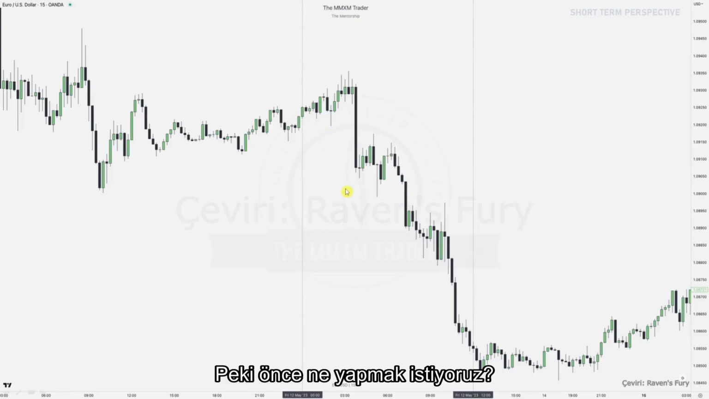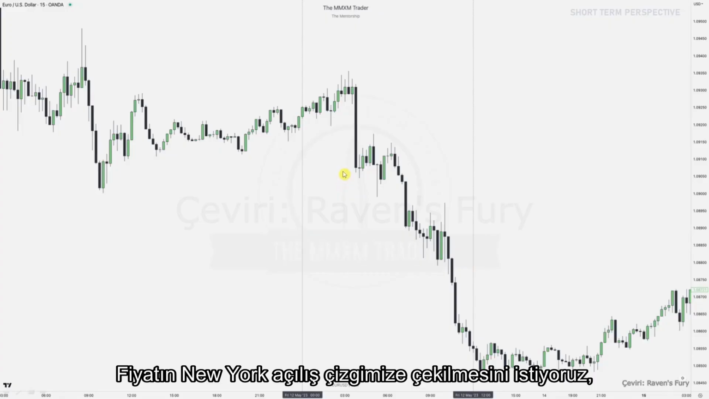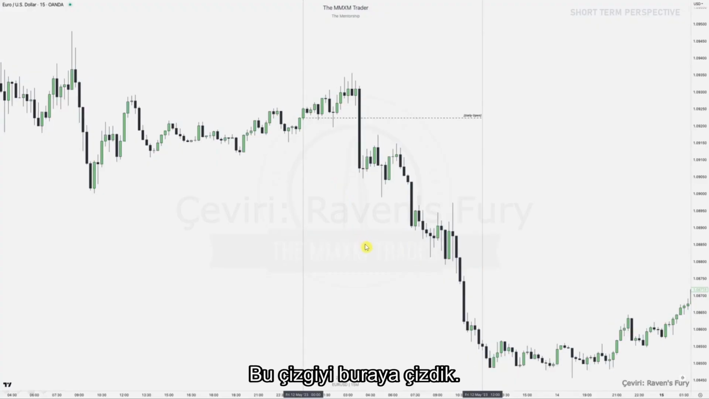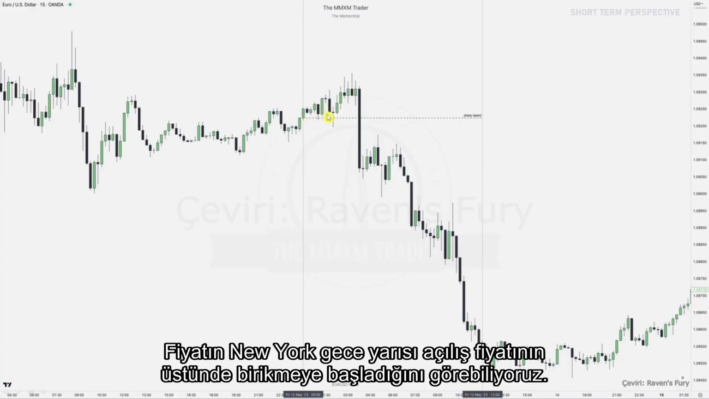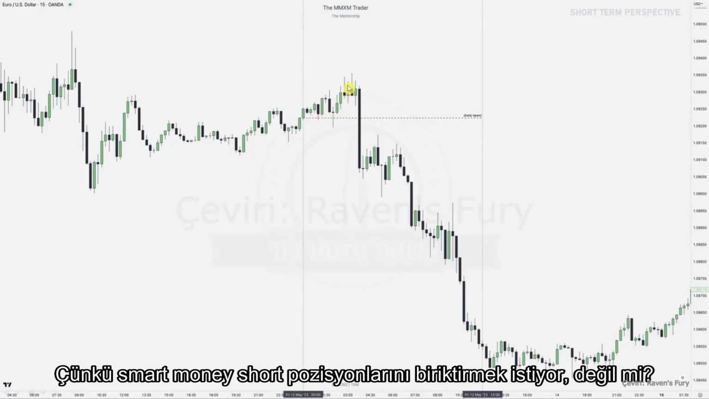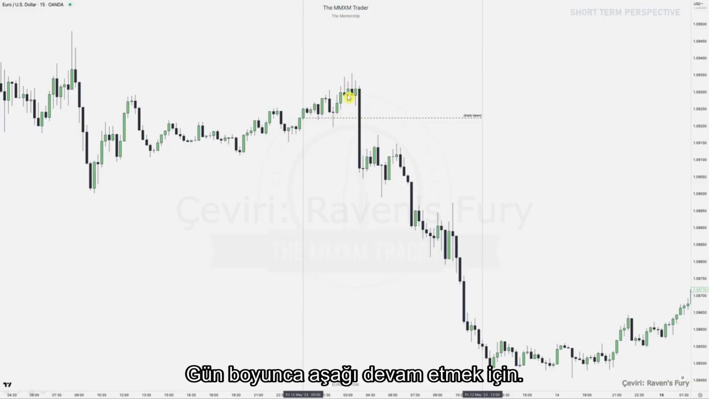So what do we want to do at first? We want to draw out our New York opening price line, right? Because we want to be sellers above and buyers below that, right? We've got that line outlined over here. So we can see price is starting to accumulate above this New York midnight opening price. And why is it doing that? Because smart money wants to accumulate their short orders, right, to continue down during the day.